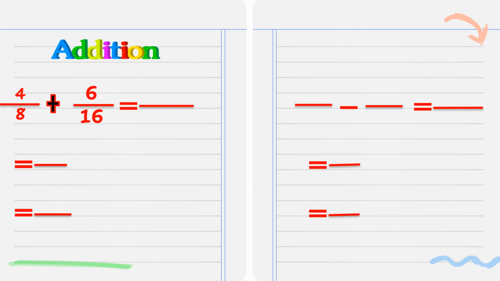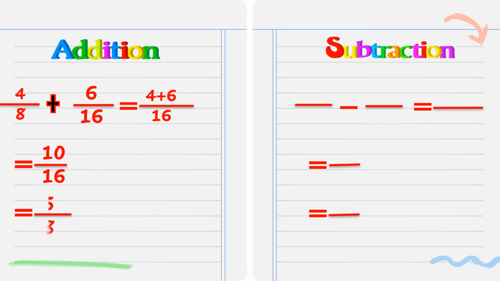So now we have the denominator, which is 16. We are going to add 4 and 6 to get 10, and the answer will be 10/16. But since both 10 and 16 are multiples of 2, we are going to reduce it to 5/8, and that is our final answer.